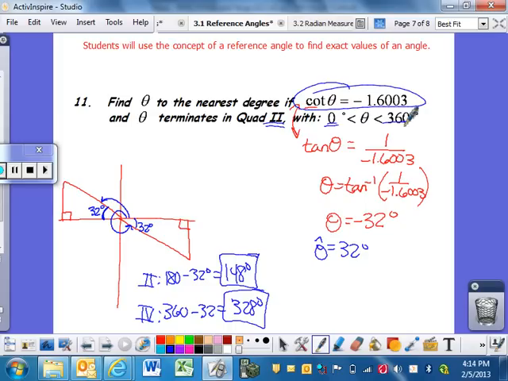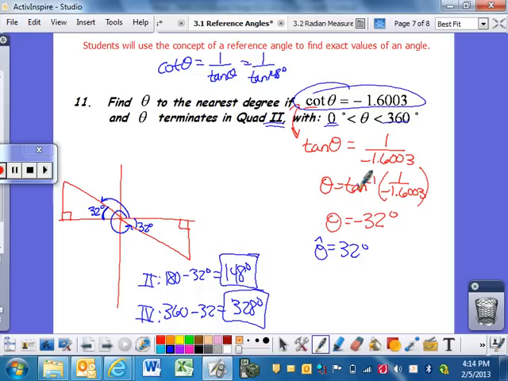Now, how could you actually check this one? You're going to have to go back and figure out, okay, cotangent theta. Now I want to evaluate this one. This might throw some of you. Cotangent theta is the same as 1 over tangent theta. So if you actually go 1 over tangent of 148, you should get this negative 1.6003. Because that's the difference. I'm evaluating here. I wanted to take the inverse there. So it's going back to that relationship from chapter 2 that allows us to do that.